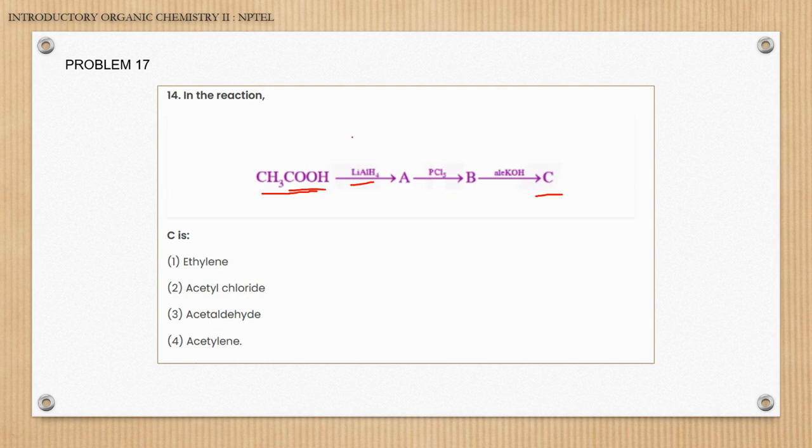So here in the case of A, instead of acetic acid, you will now have CH3CH2OH. So basically you have ethanol. From acetic acid, you are getting ethanol. Now in the next step, they are treating it with phosphorus pentachloride, PCl5. So what will PCl5 do?